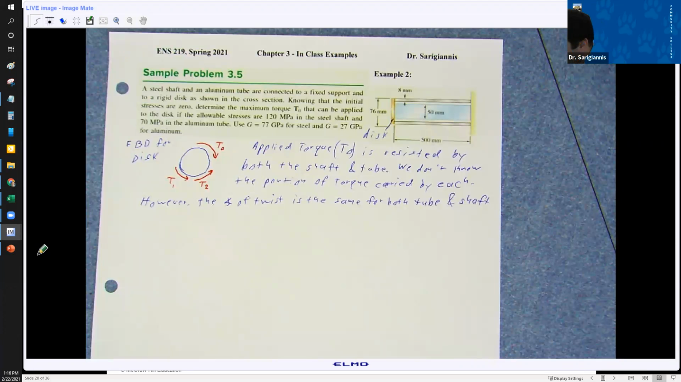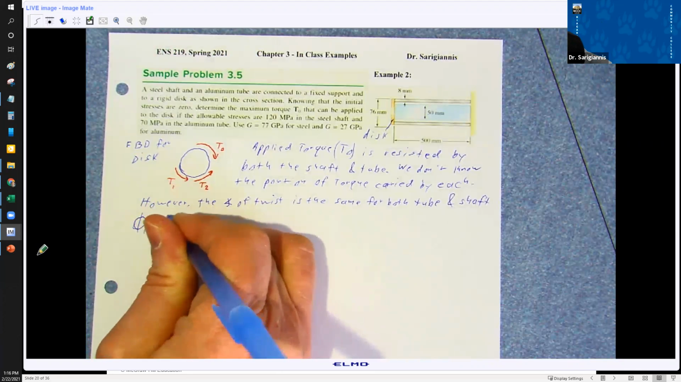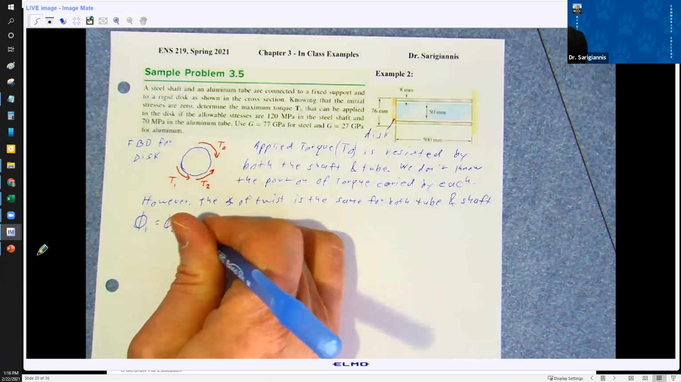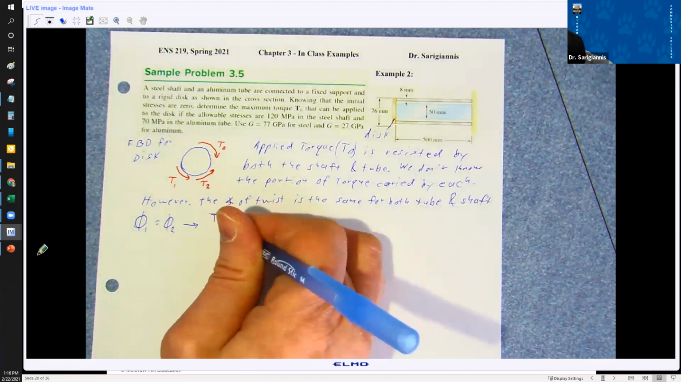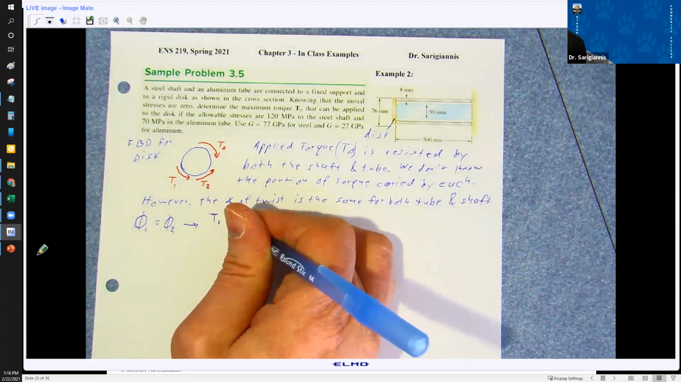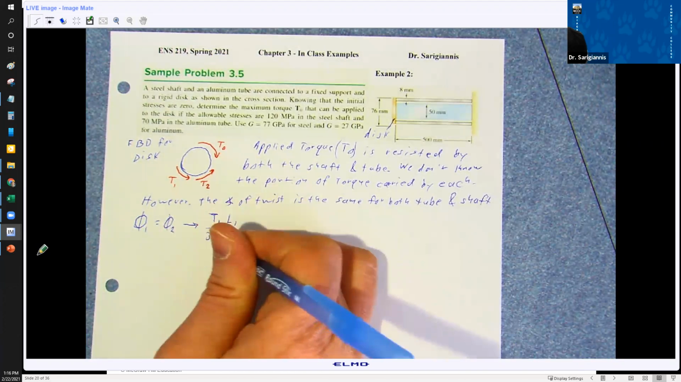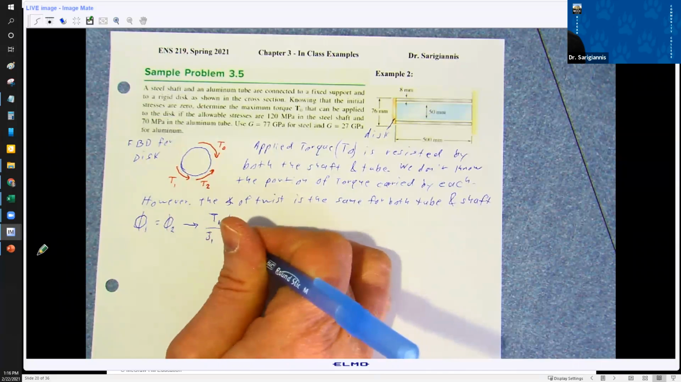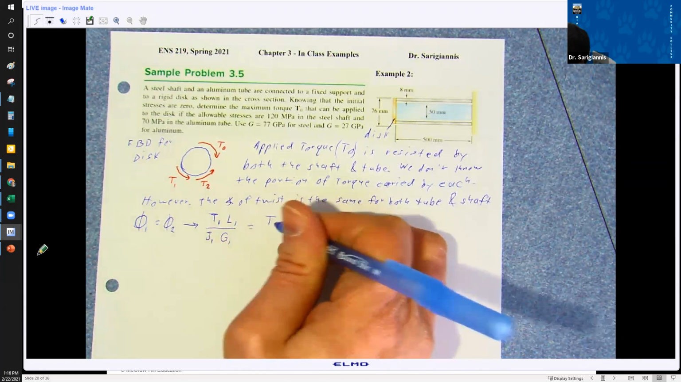And let's write that out. So phi1 equals phi2. Phi is the angle of twist. And based on the equations for the angle of twist, we know the angle of twist is the torque times the length divided by the polar modulus here, J1 and the stiffness G1, equals, right, so they're going to be equal to each other.